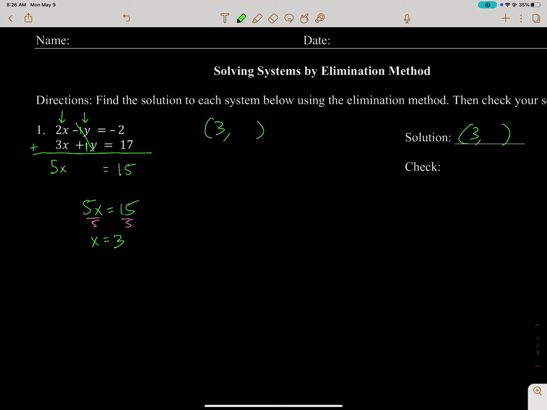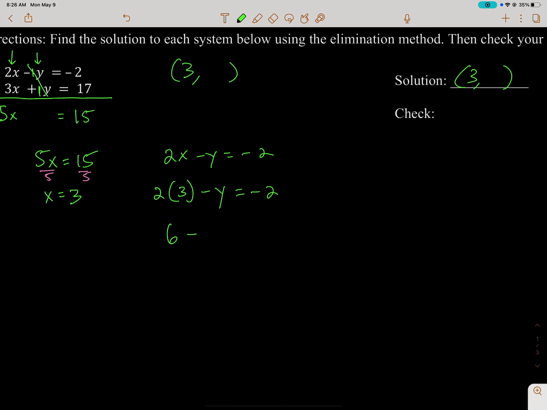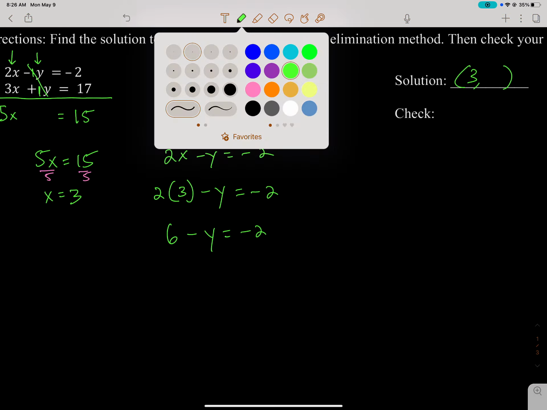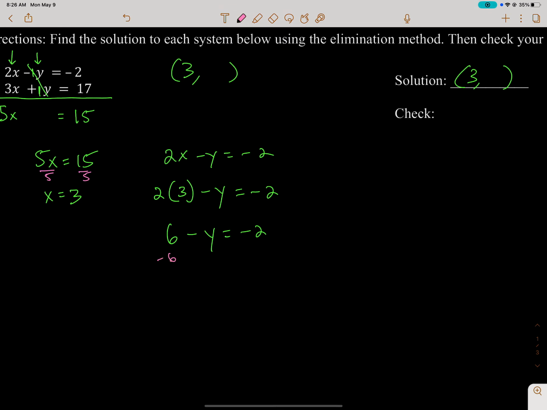And now to get the y, I can pick either equation. So I'll pick 2x minus y equals negative 2. I'll take that first equation, and I can plug the x into it and then solve for the y. So then I have 2 times 3 is 6. Then I'm going to subtract 6 off both sides. So on the left side, these sum to 0, so I'm left with that negative y. Don't forget the negative sign. Negative 2 minus 6 is negative 8.